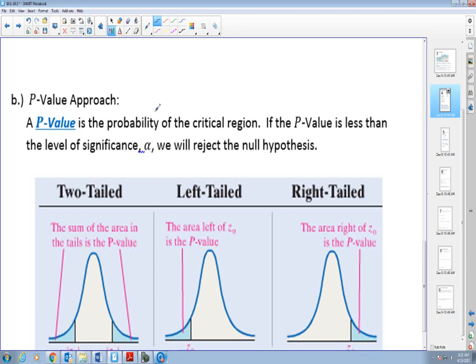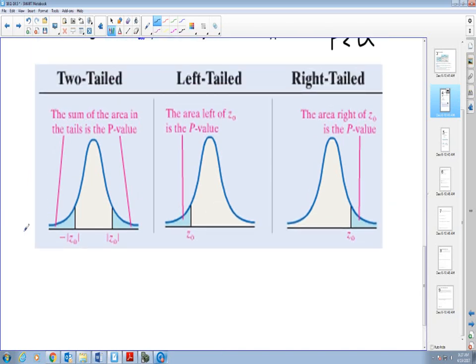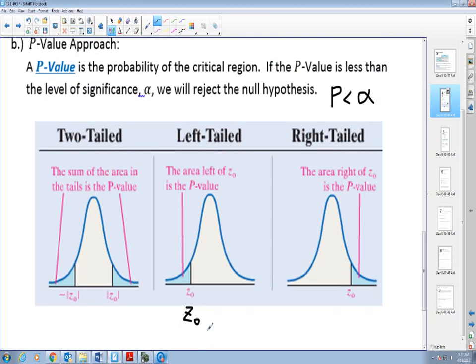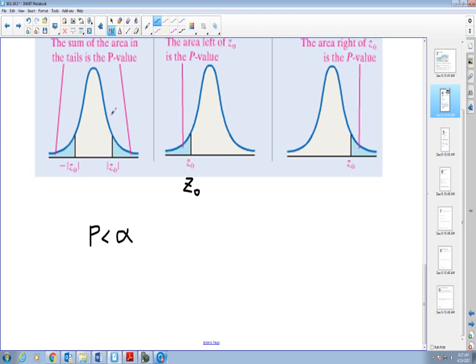Another approach is called the p-value approach. The p-value is the probability of the critical region, which is the area under the curve. Very important right here: if the p-value is less than the level of significance alpha, then we will reject. If you look at the x-axis for two tail, left tail, and right tail, this is not alpha, this is z sub null, which will be my test statistic. If the p-value is less than alpha, then we will reject the null hypothesis.